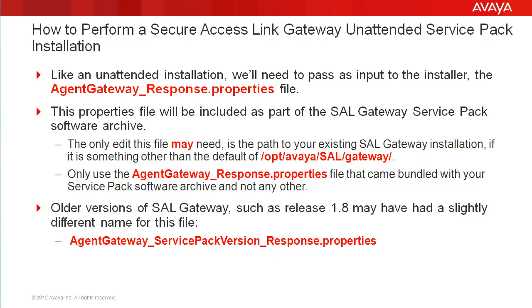Only use the agent gateway_response.properties file that came bundled with your Service Pack software archive and not any other. And also please note, older versions of the SAL Gateway, such as release 1.8, may have had a slightly different name for this file, such as agent gateway_service pack version number_response.properties file. Whichever file accompanied your software will work just fine.